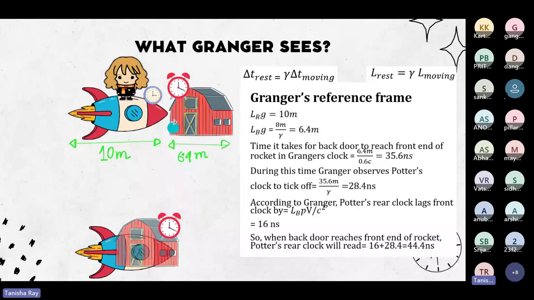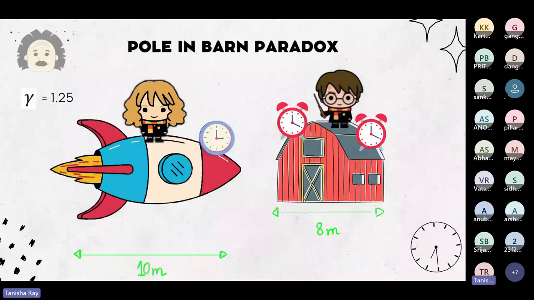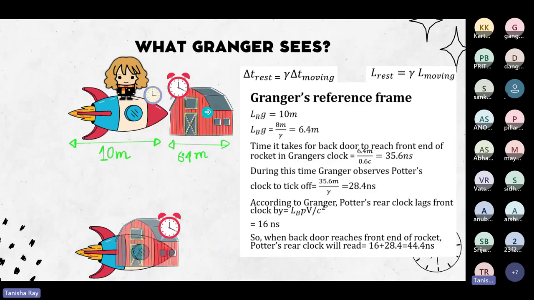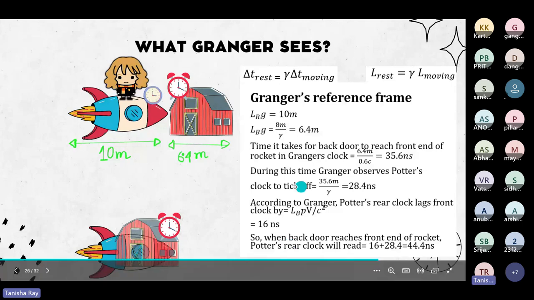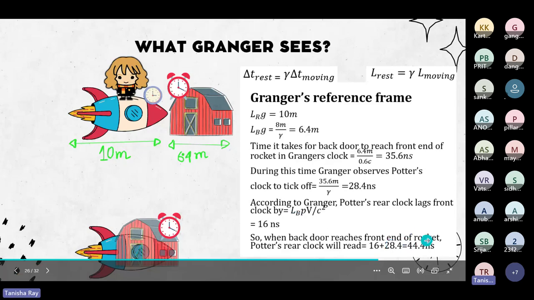So then she remembers the lesson that I just taught right now on the simultaneity of events. And then she realizes, okay, for me, since Potter is moving, his rear clock has to lead his front clock by some time interval so that it appears to him that they are showing the same time for two different events. Then she applies this correction factor here and she gets 16 seconds. And now when she adds both of them, she is able to explain why Potter will still get a time of 44.4 nanoseconds in both the clocks, in spite of the two events happening separately.